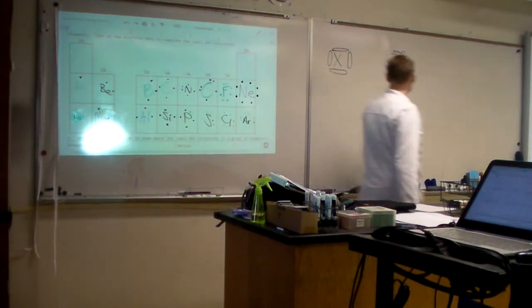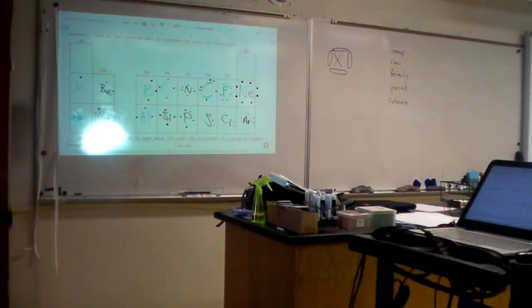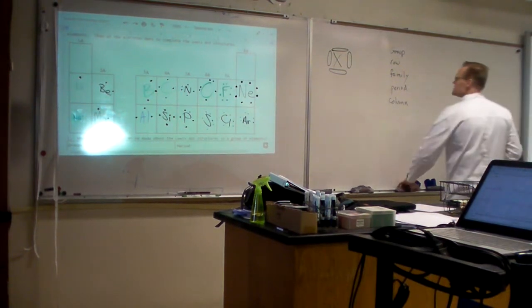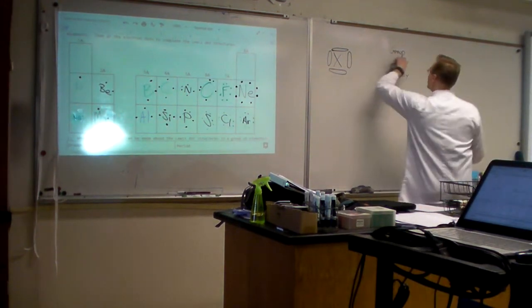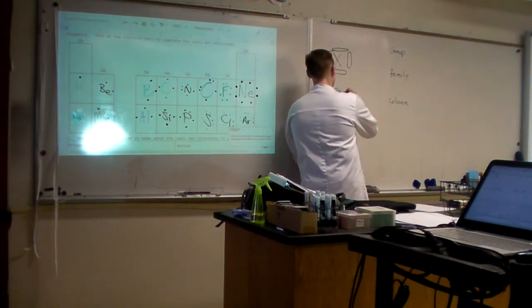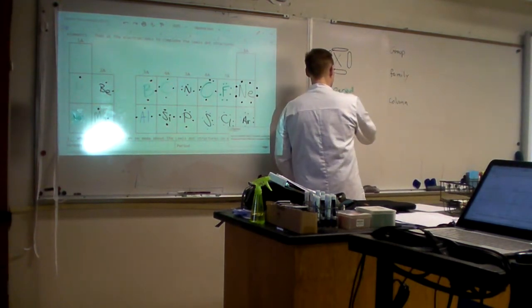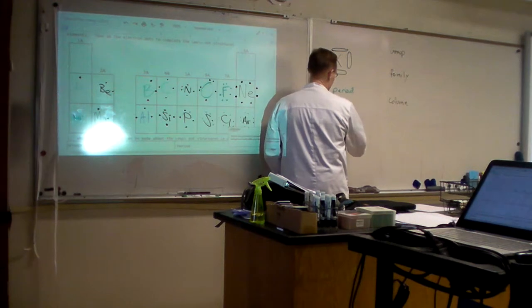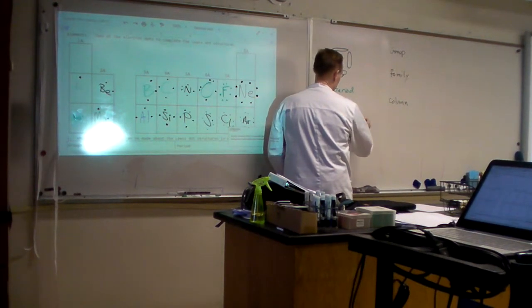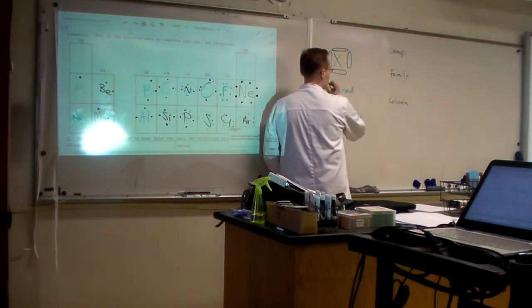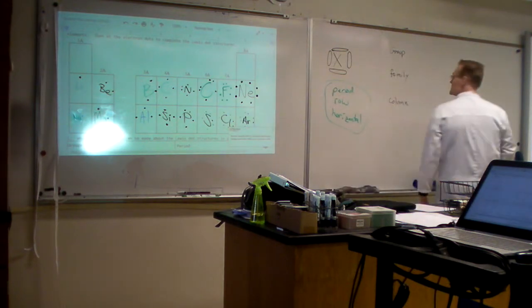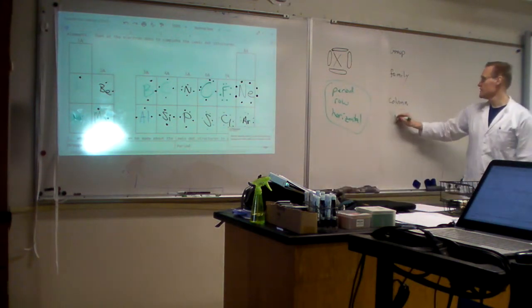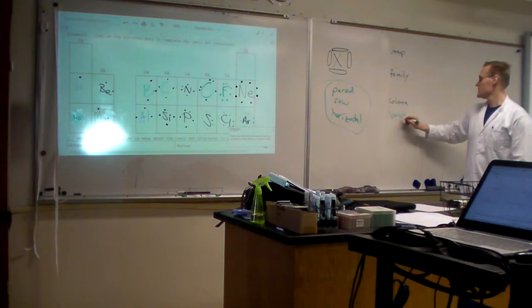Group, row, family, period, column. Some of these things get grouped together, others of them don't. Yes! The period, the rows. Period and rows. Are what? The same? Yes. Period, row, horizontal. Group, family, column. Column. Vertical.